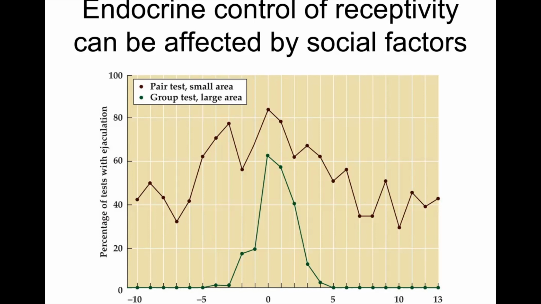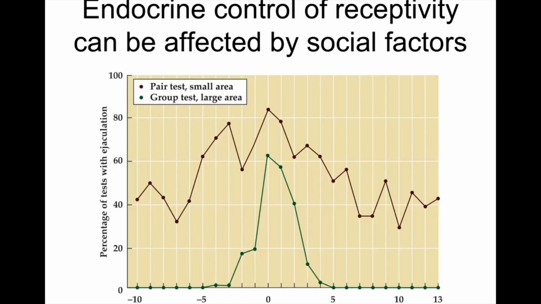And then they studied the consequences of the male-female interaction and were particularly interested in whether or not male ejaculation occurred during the exchange or the interaction. So what they found was that if the male and the female monkey interact as a pair in the small private area, about 50% of the interactions ended with ejaculation, irrespective of what day it was in the female cycle.